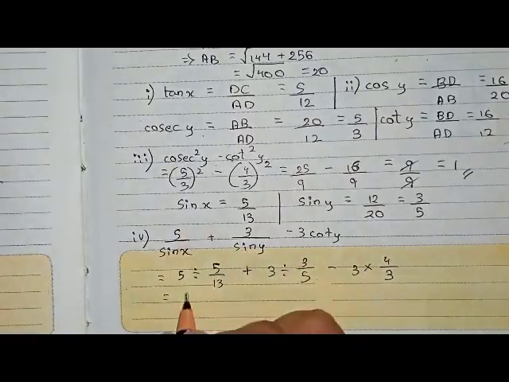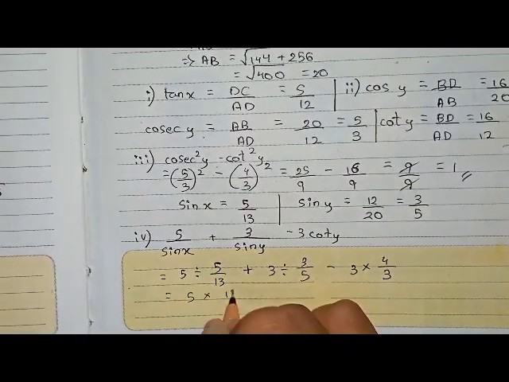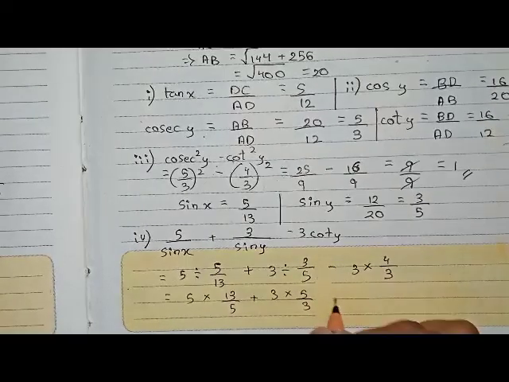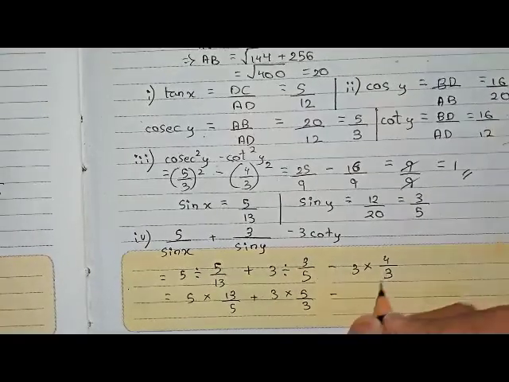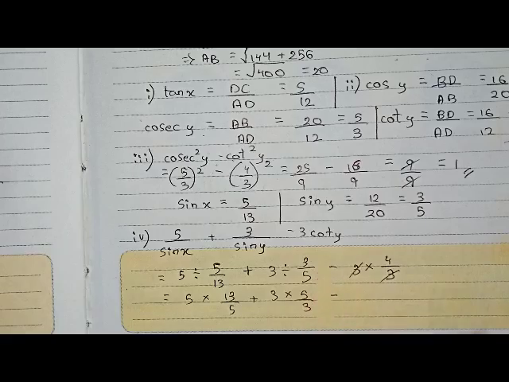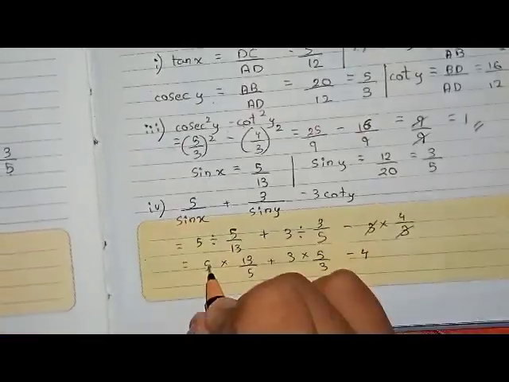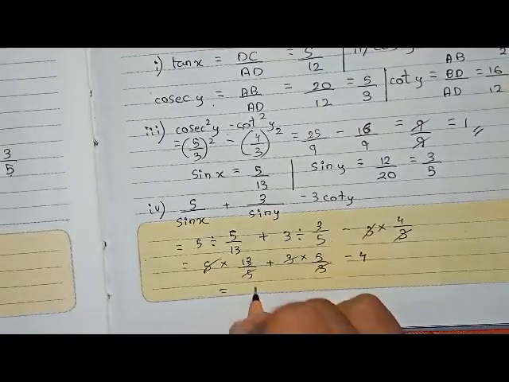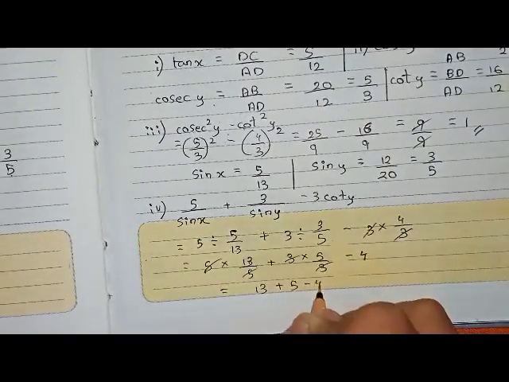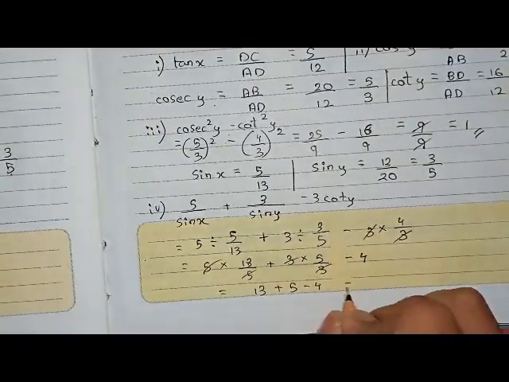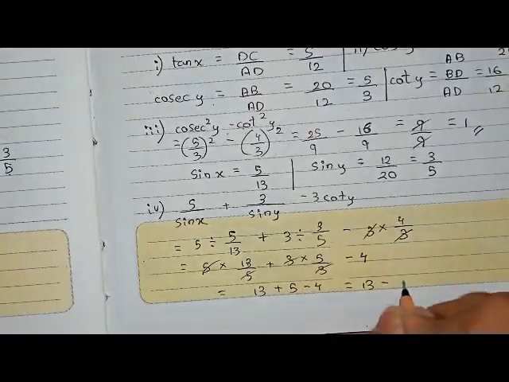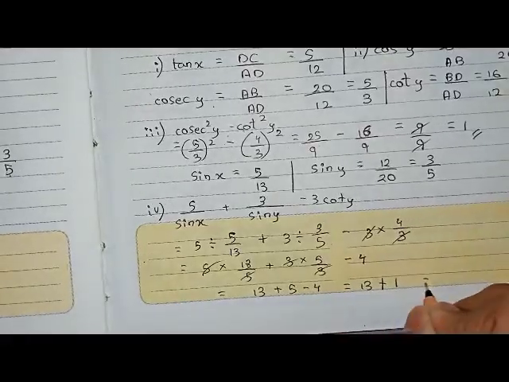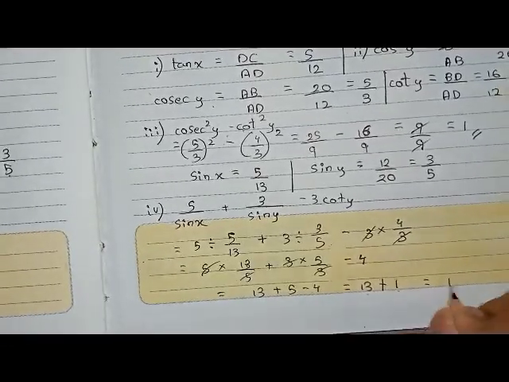So reciprocal will occur here. 5 into 13 by 5 plus 3 into 5 by 3 minus. So here you already cut this number. So remains minus 4. So here 5 5 cut, 3 3 cut. So remains 13 plus 5 minus 4. 13 plus 5 minus 4 is equal to 13 plus 1, 14.